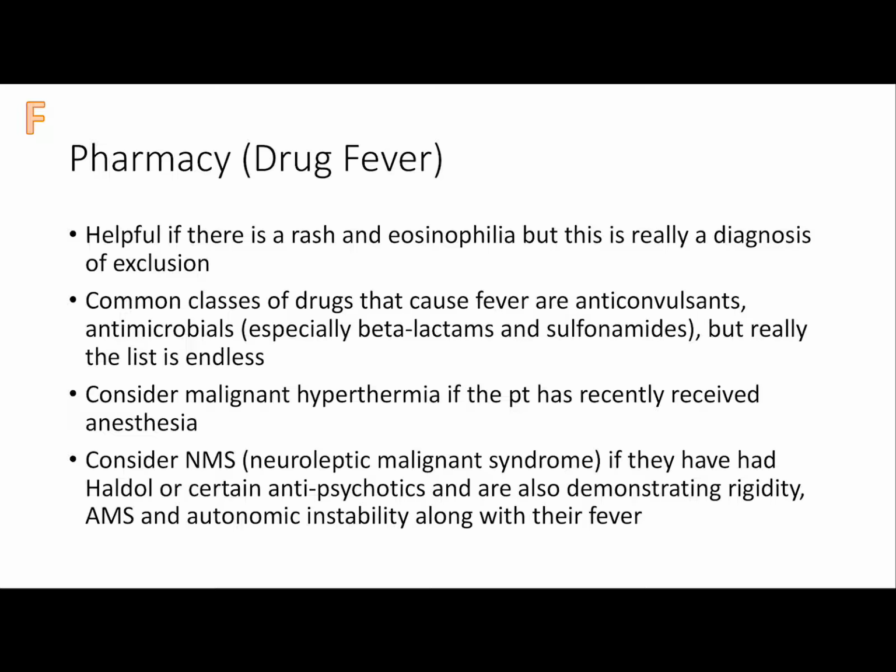Consider malignant hyperthermia if the patient has recently received anesthesia, and consider NMS or neuroleptic malignant syndrome if they've had Haldol or certain other antipsychotics and are also demonstrating rigidity, altered mental status, and autonomic instability along with their fever.